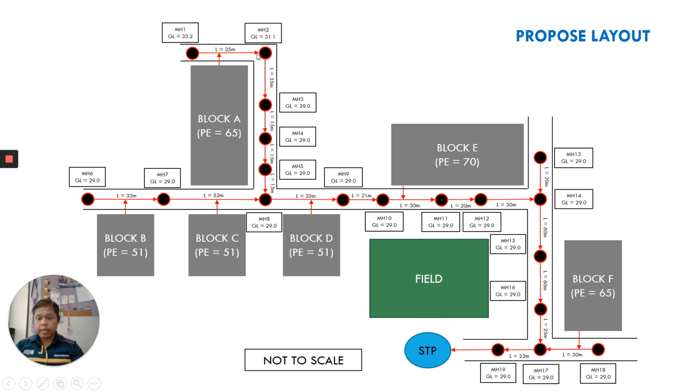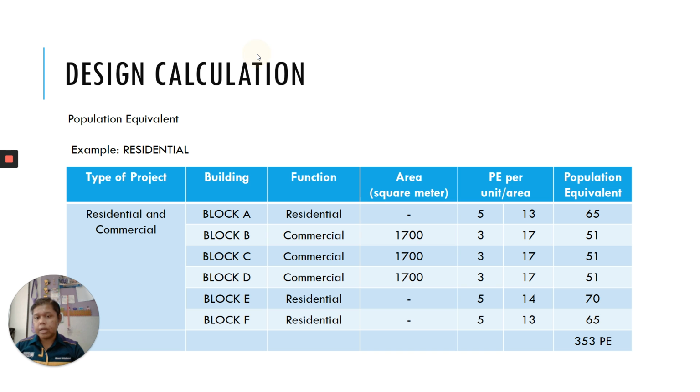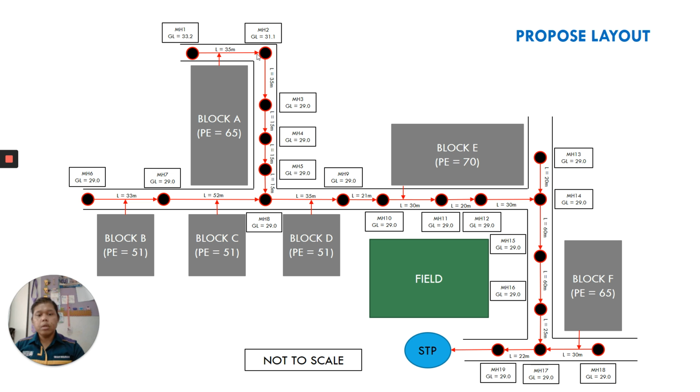So if you would like, for example, to separate into two portions for the PE, you may do so. For example, half to manhole 1 and manhole 2, another half will be to manhole 4 and manhole 5, or manhole 5 to manhole 8. So it depends on how you arrange. You have to arrange by yourself.